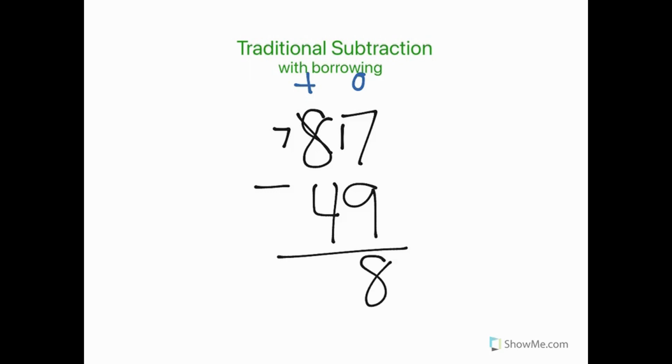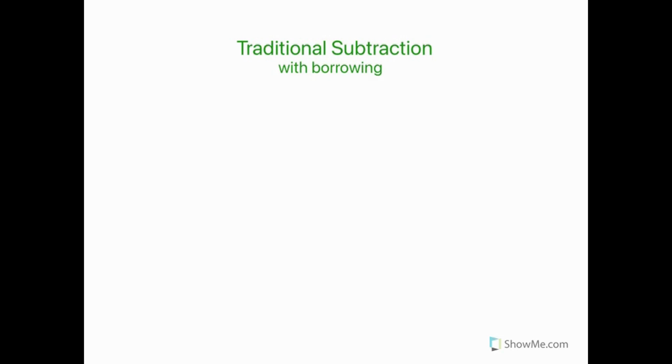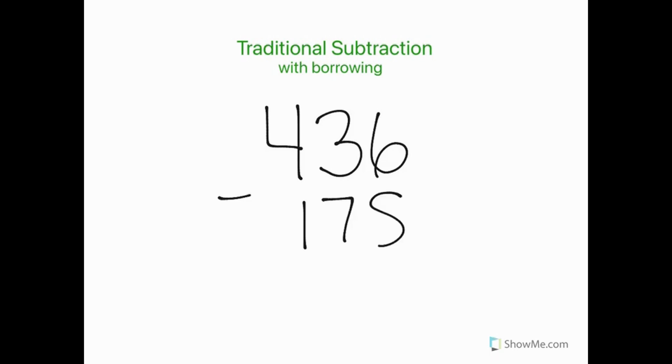Now we can do the subtraction in the tens column. 7 minus 4 is 3. 87 minus 49 is 38. Now let's try a 3-digit number. Let's do 436 minus 178.